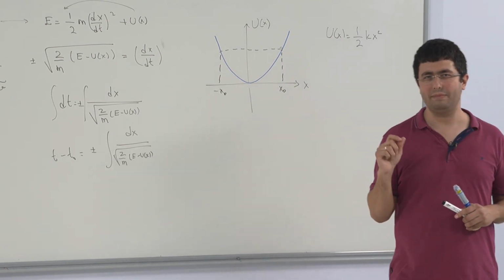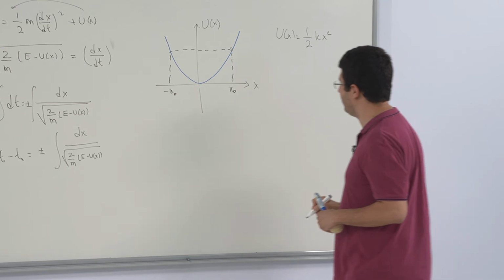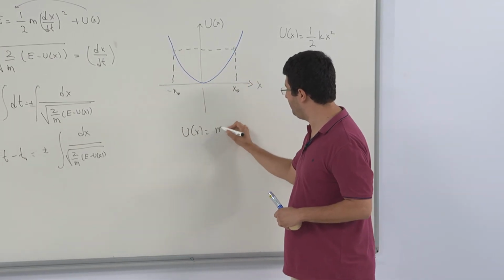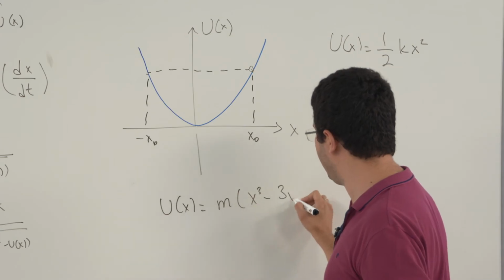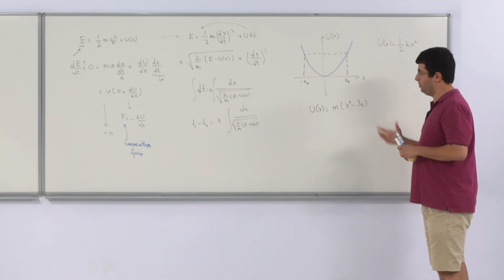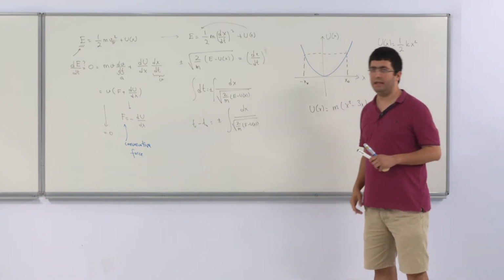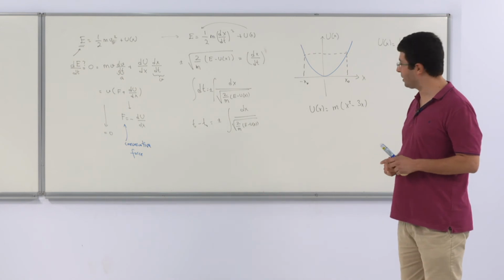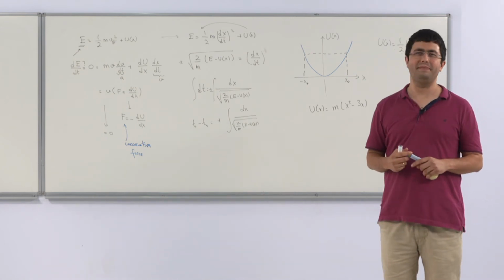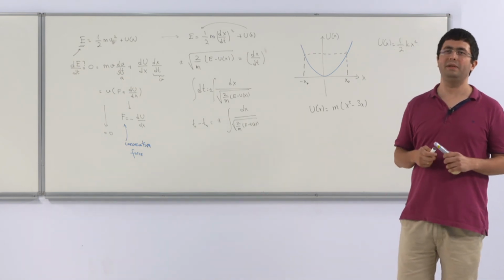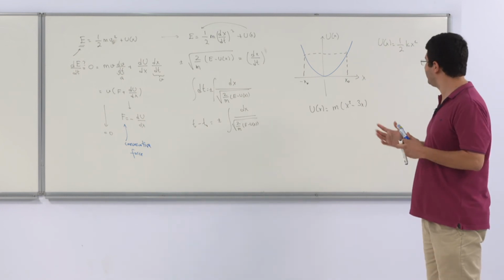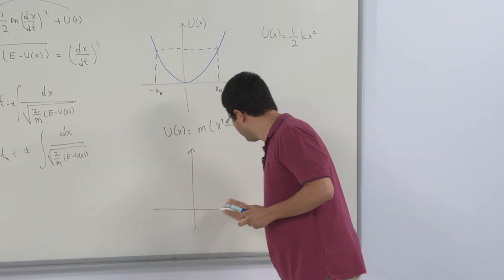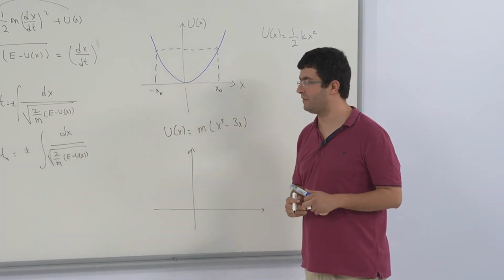Well, let's think about a somewhat more complicated system. For instance, let's think about this potential energy. Let's say I have U(x) equal to m(x cubed minus 3x). Well, you may say, okay, let me plug it in here and then solve this integral, and I'm done. Yes, you're done, but the solution that you are going to get is going to be given in terms of elliptic functions, and I don't think you are very familiar with elliptic functions. Nevertheless, it's easier to understand this system just by drawing the potential energy diagram.